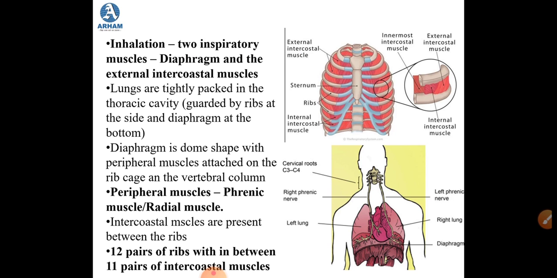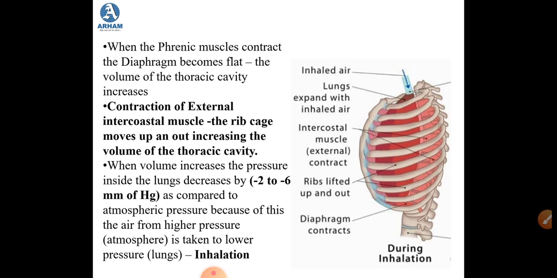So this peripheral muscle that is attached to the rib cage and the vertebral column is known as the phrenic muscle or the radial muscle, and the intercostal muscles are present between the ribs that we just spoke about. I have already told you that there are 12 pairs of ribs, and in between these 12 pairs of ribs there are 11 pairs of external intercostal muscles. Now, what happens during inhalation?